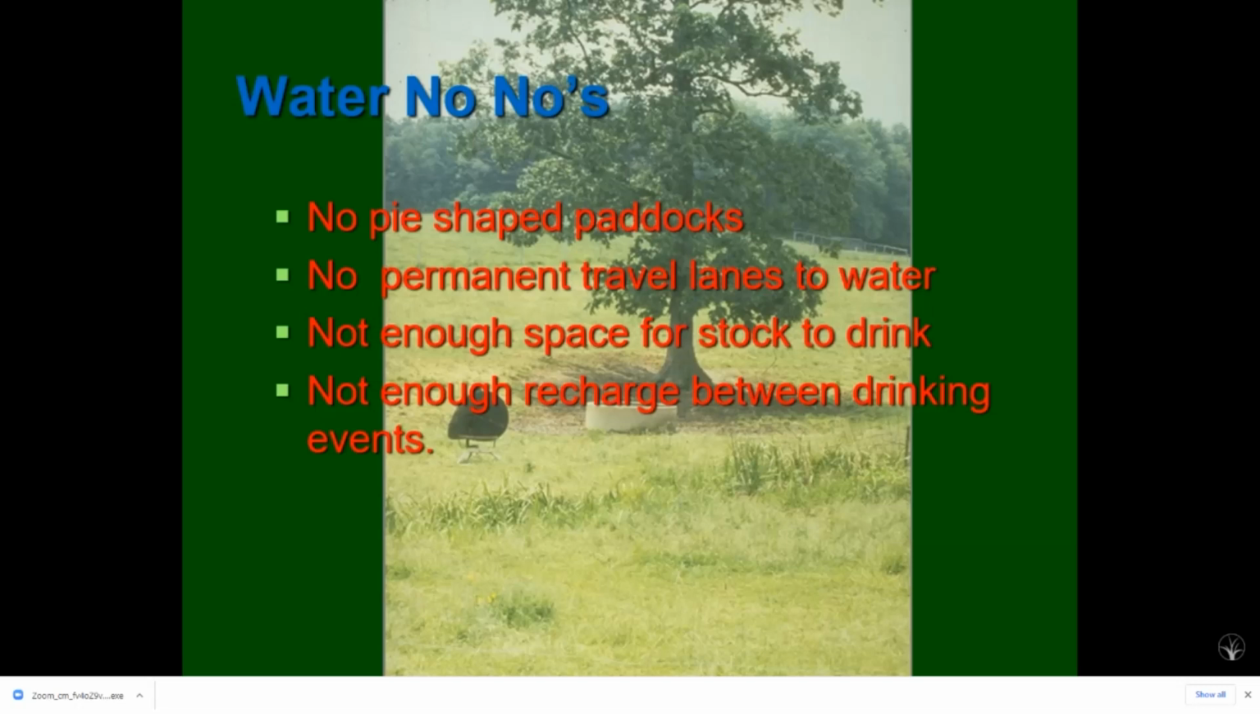We need to make sure that we have enough space for the stock to drink, depending on how far they have to walk for water, how many livestock are in that field at any particular time, and how much water is recharging in that tank. And then we have to make sure we have enough recharge between drinking events. We have to make sure that tank is going to be full the next time the next group of livestock visit the tank.